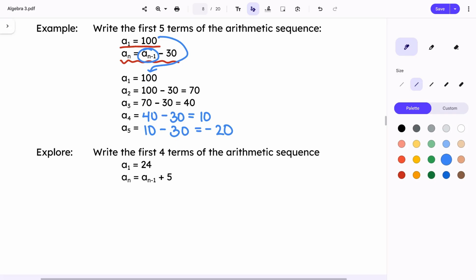All right, so your first term should have just been the 24. And then you're adding 5 each time. So what's the next one? 29. The next one? 34. And the next one? 39. Very good, thank you. So those are the first 4 terms of your sequence. And again, we could keep going if they wanted me to. All right, do we have questions on how to use an arithmetic sequence like that?